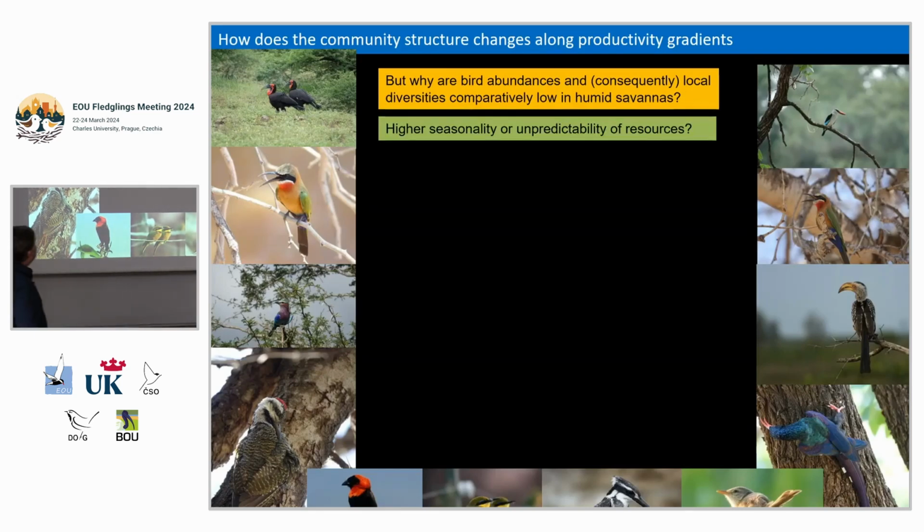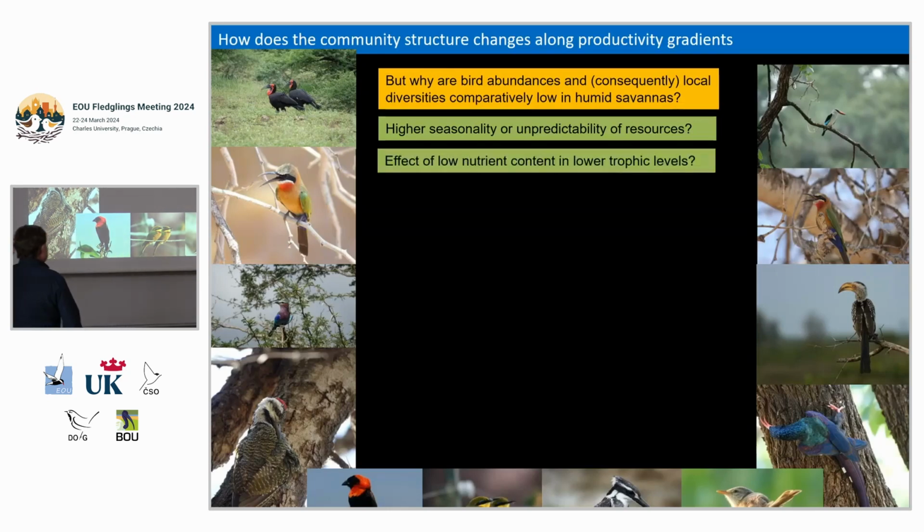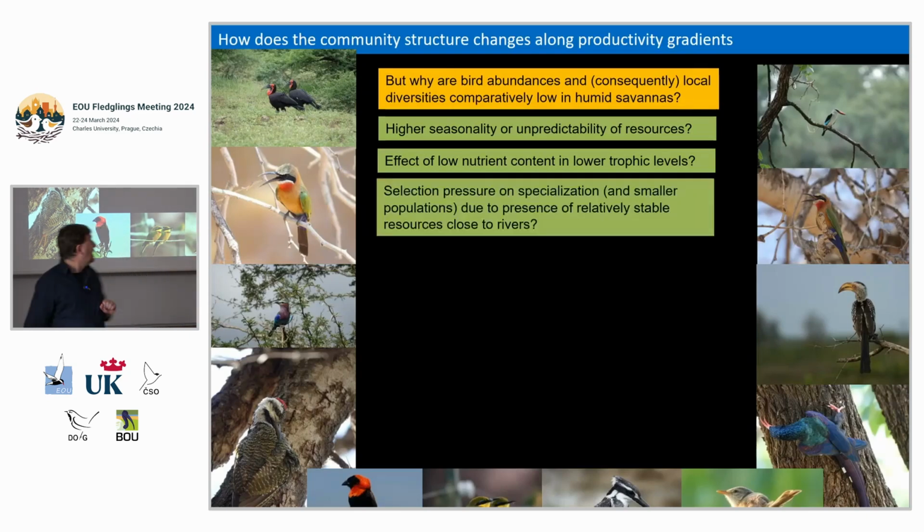We can speculate about higher seasonality or unpredictability of resources in these most humid savannas with low species richness, but we haven't found any evidence for it. We can think about low nutrient content in lower trophic levels, but again, we didn't find any evidence for it. And when we explored patterns of insect abundances along the productivity gradient, it is relatively monotonic. So we do not see any evidence that there is a low amount of resources in the humid savanna.